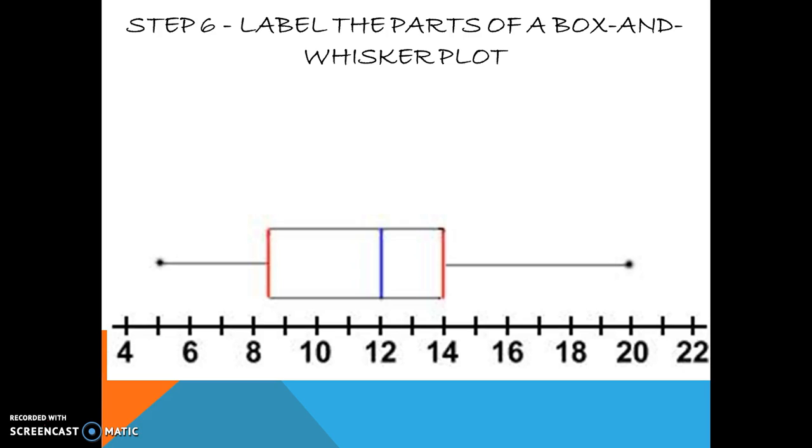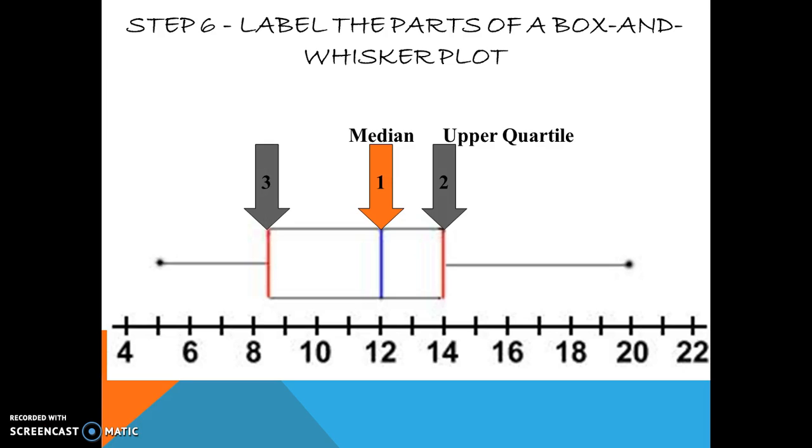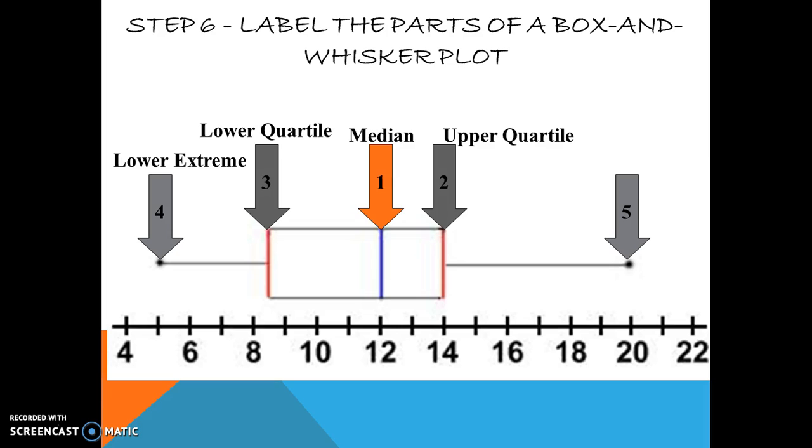So here's my box and whisker. What would you call this line in the middle? Well, that is your median. Next is the line at 14. It is actually called the upper quartile because it was the median of your top half. The other red line down at 8.5 is the lower quartile. It was the median of your bottom half of your numbers. Number 4, which is the dot that is at 5, represents your lower extreme, and the dot at 20 is your upper extreme.